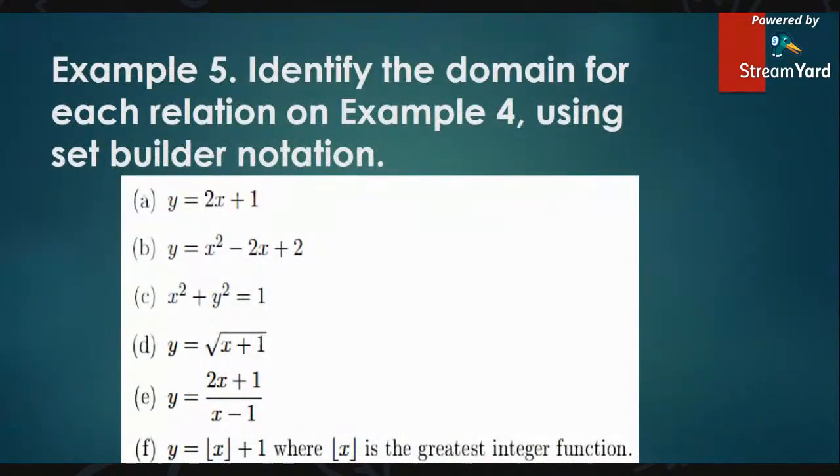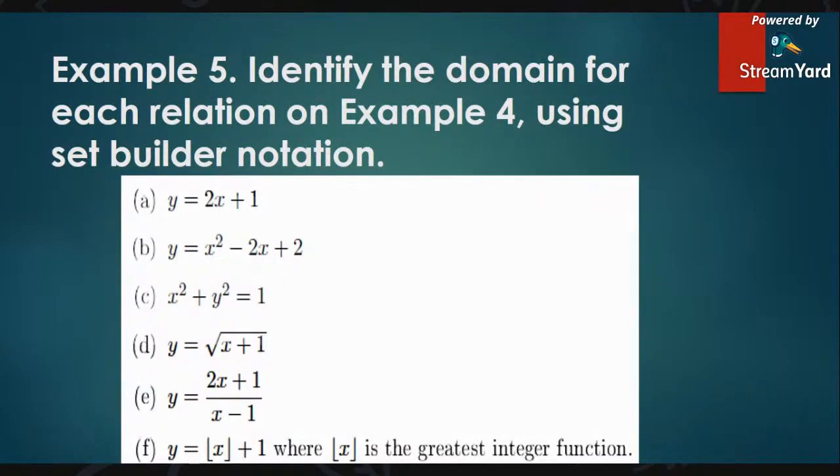Okay, example number 5. Identify the domain for each relation on example number 4 using set builder notation. Yung set builder notation ay madidiscuss on lesson 6, chapter 2, so hindi ko muna siya ituturo sa inyo. Maaring napag-aralan niyo na siya noong grade school kayo, magre-refresh lang tayo. Idi-discuss ko siya sa lesson 6. Sa example number 5, identify natin ang domain for each relation.